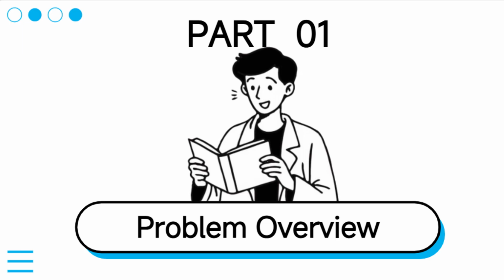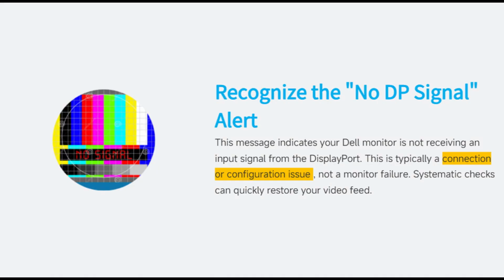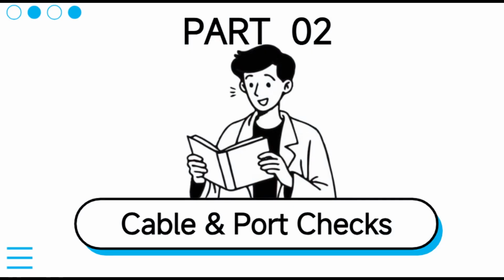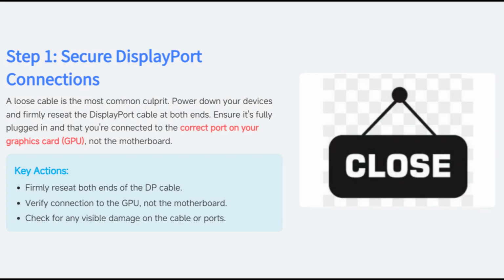So let's get started. You're going to start by inspecting the DisplayPort cable connections. Make sure it's firmly plugged into both the DisplayPort input on your monitor and the graphics card port on your PC. Sometimes a cable might look connected but isn't fully seated. Also ensure you're not accidentally using the wrong port, for example, plugging into the motherboard instead of the GPU.